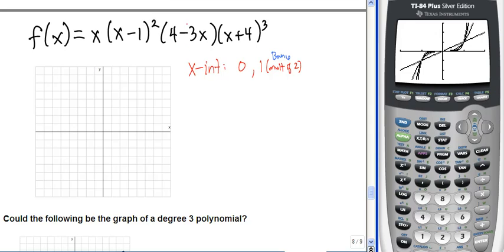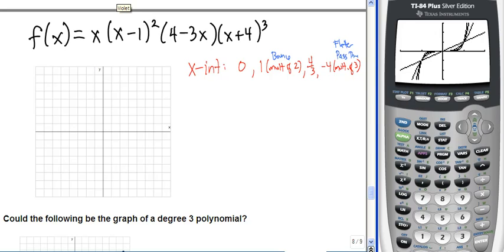What's the solution to 4 minus 3x? Well, if I were to set it to 0, I'd have to add the 3x over, divide by 3. So this has as a solution 4/3, and it's to the first power, so just a normal factor. And then the last factor has as its solution -4, but it has a multiplicity of 3, which is odd, so it's going to pass through. But because it's 3, which is a slightly bigger number, it's probably going to be a tiny bit flatter right at -4 on that x-axis.